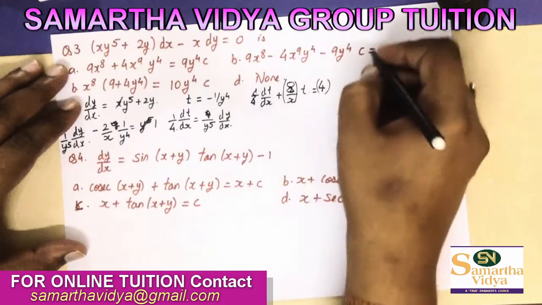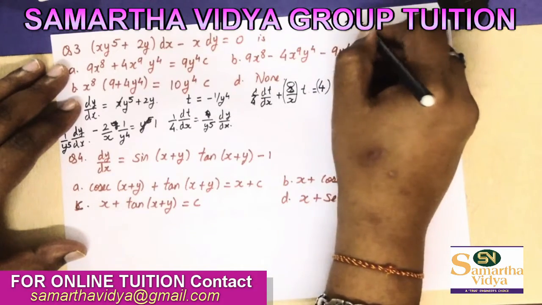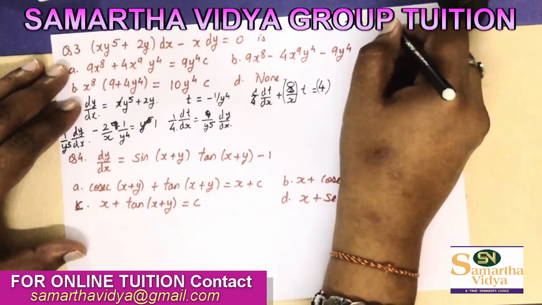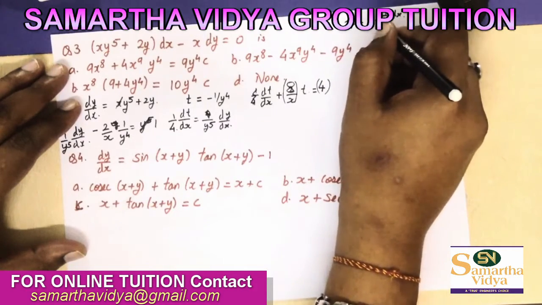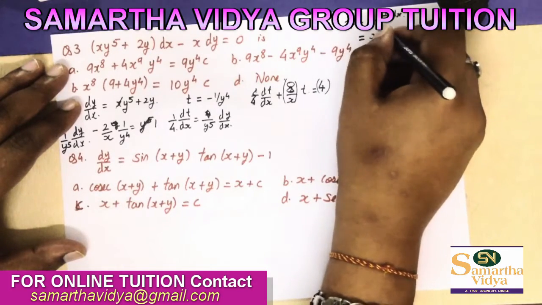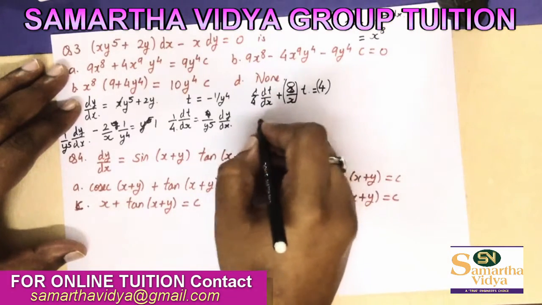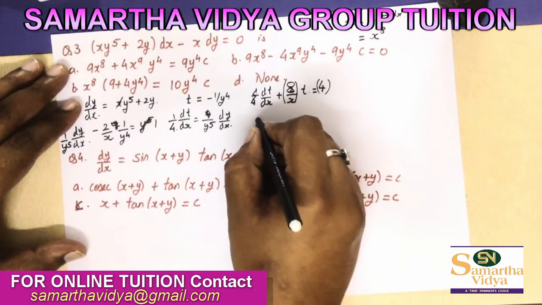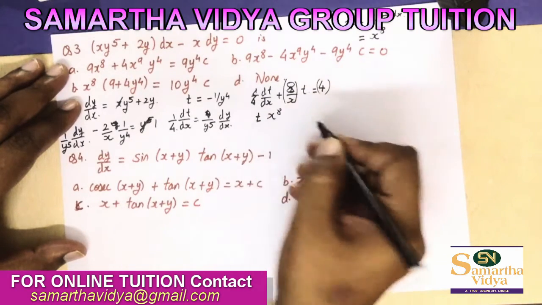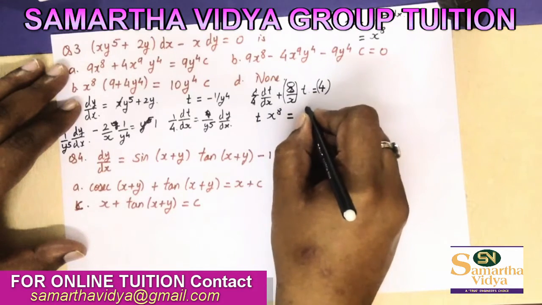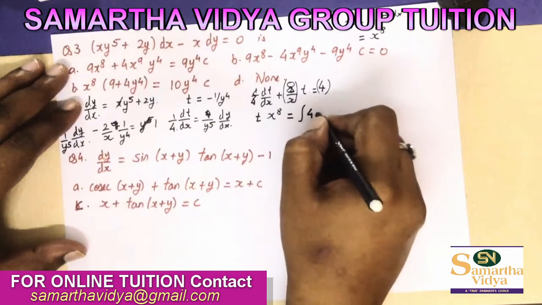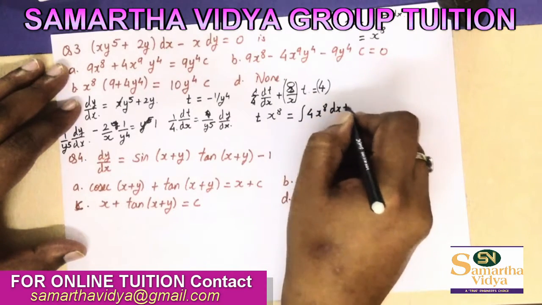So let us just find the integrating factor. It is e raised to integration of P dx. So 8 I can take outside, 1 by x dx. So that becomes e raised to 8 log x, and I can write that as x raised to 8. Now the solution is going to be nothing but the variable that is t into the integrating factor, which is x raised to 8, is equal to integration of q into integrating factor, that is 4 into x raised to 8 dx plus c.